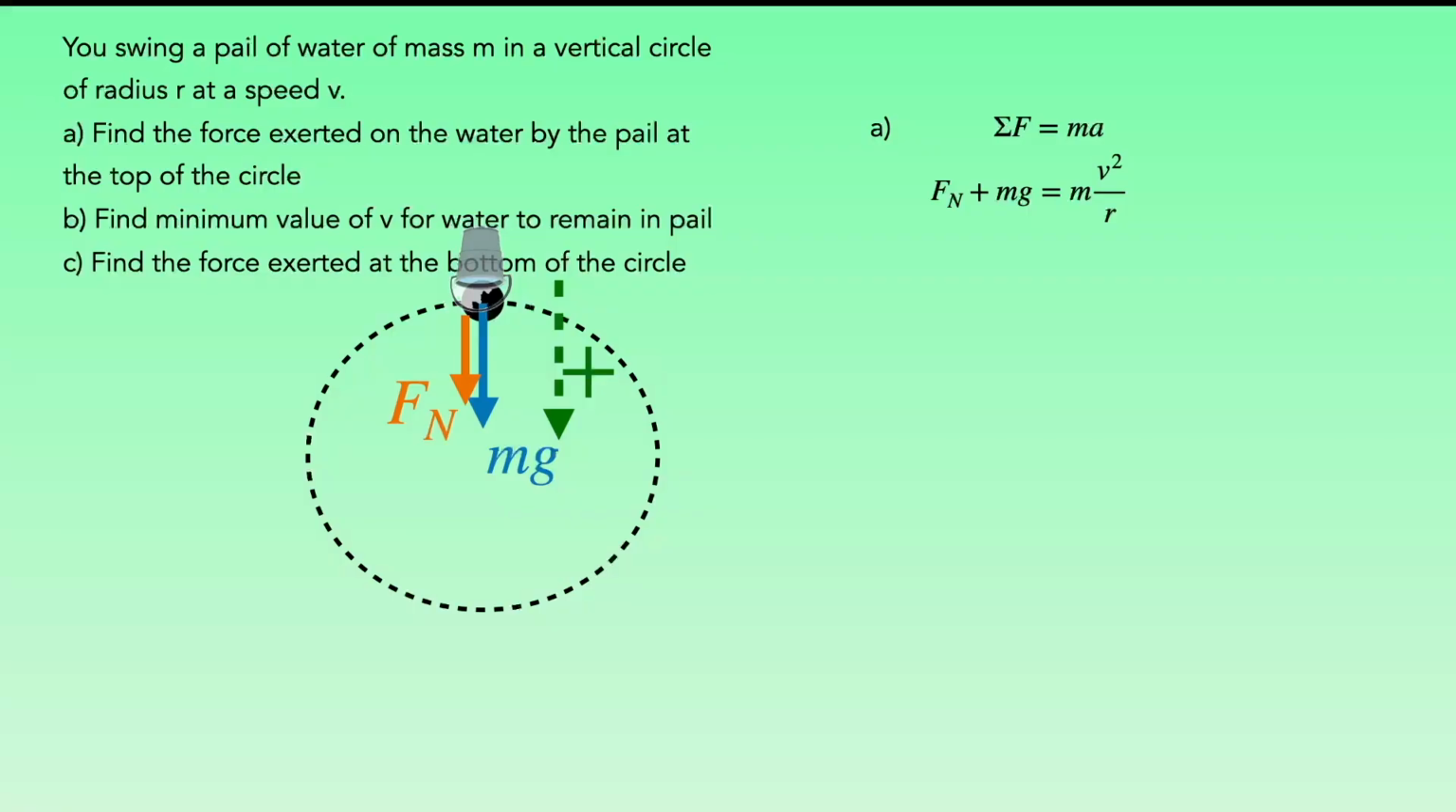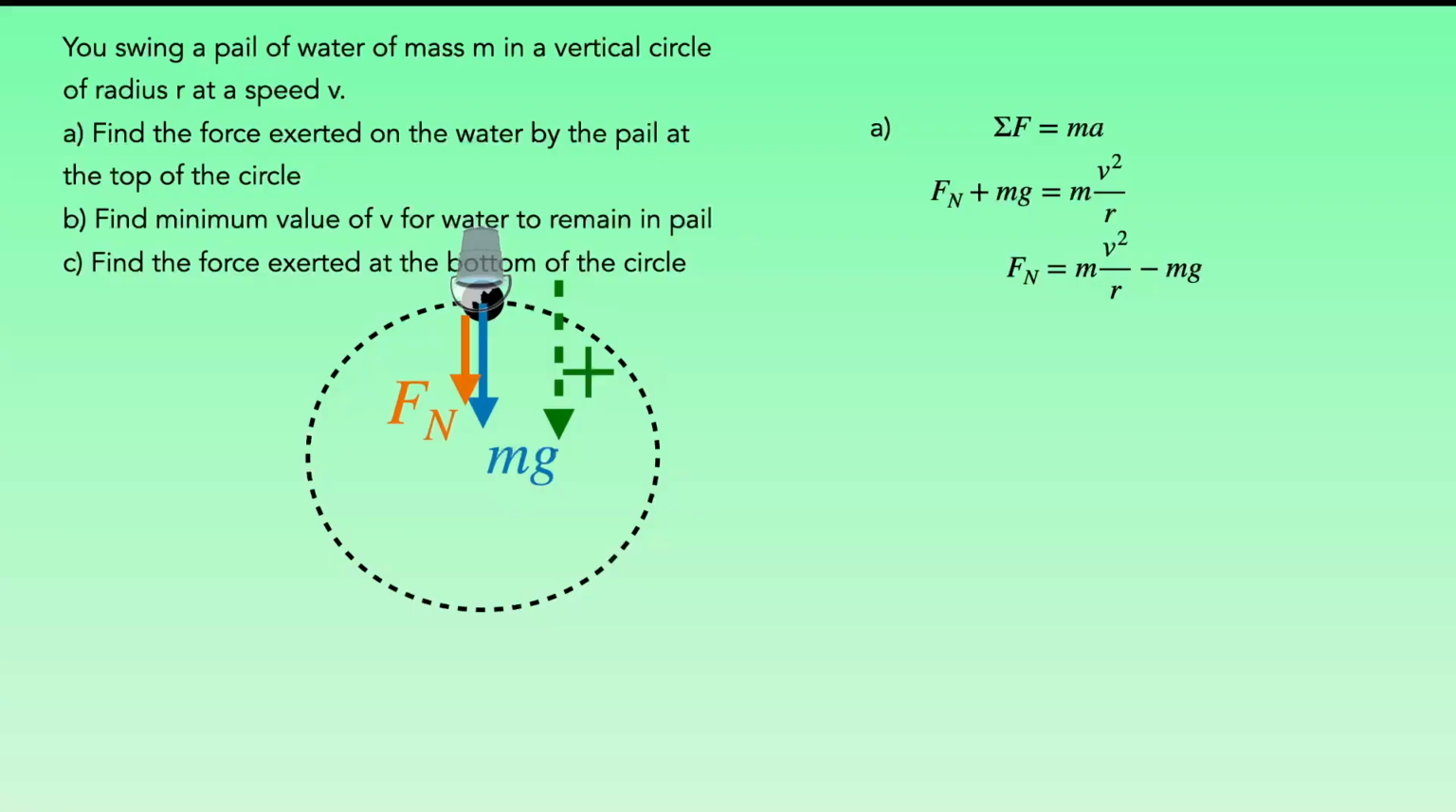Then we're just really going to find the force exerted on the water by the pail. That's the normal force. So that's just going to be normal force is mv squared over r minus mg. Not too bad. We'll see when we get to C how different it is at the bottom. If you think of that normal force, mv squared over r is how hard it is to turn that water in a circle, make it turn. But that normal force is helped by mg. The bigger mg is, the less normal force has to be applied to make it turn.